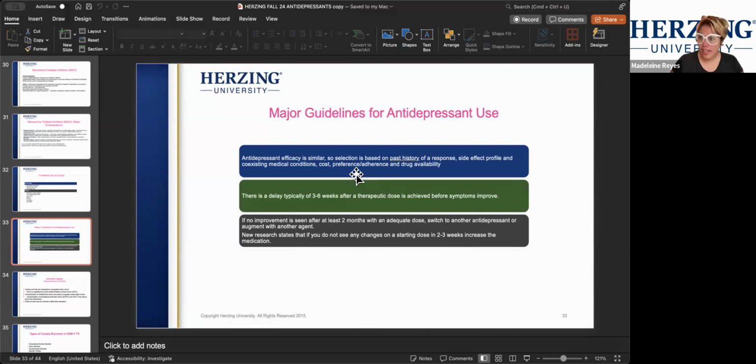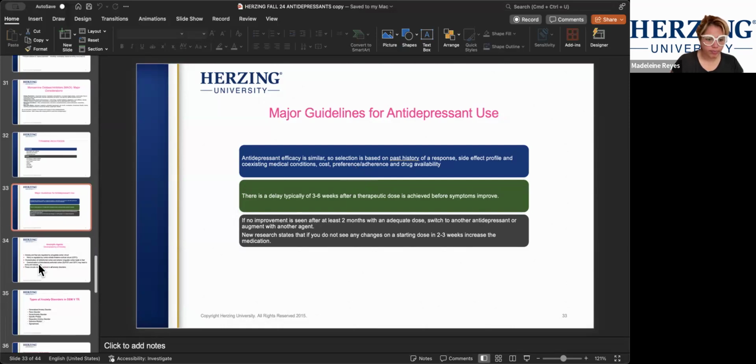New guidelines say that once you start them on a dose, wait 2 weeks. If you don't have a response in 2 weeks, you can increase the medication. If no improvement is seen after at least 2 months with an adequate dose, switch to another antidepressant or augment with another agent. New research says that if you do not see any changes on a starting dose in 2 to 3 weeks, increase the medication.